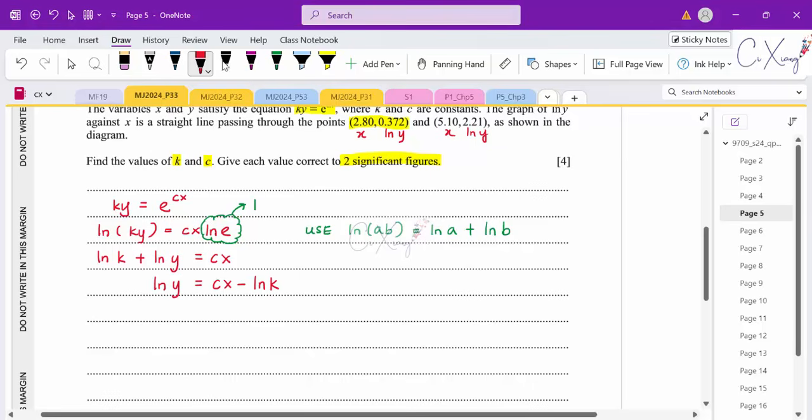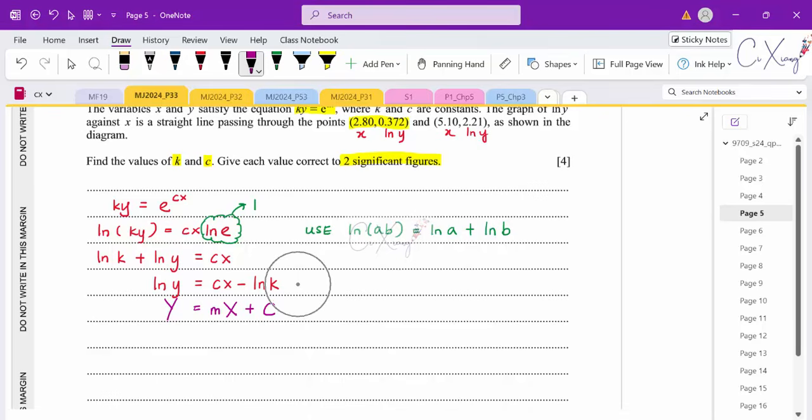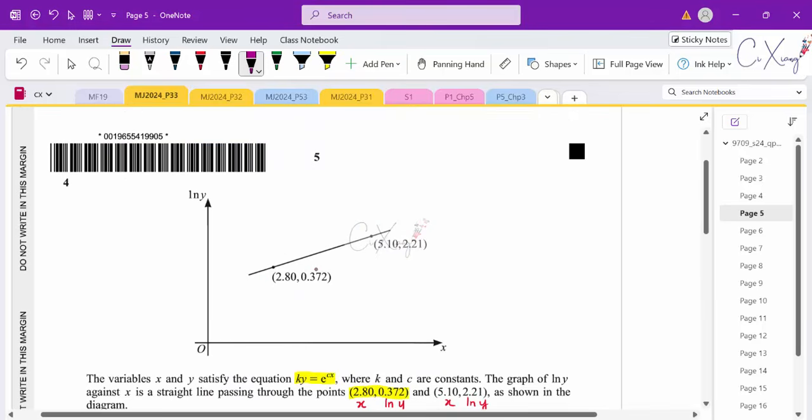Okay, so if you try to compare it now, basically you can see that the ln y is the y-axis. The capital letter Y here means y-axis. So my y-axis equals ln y. Then m equals c, then x plus a constant term. So you can have a look at the equation after I take the ln on both sides. When I rephrase it, it is exactly in the y equals mx plus c pattern. That's the reason why when you sketch the diagram, it is a linear line.